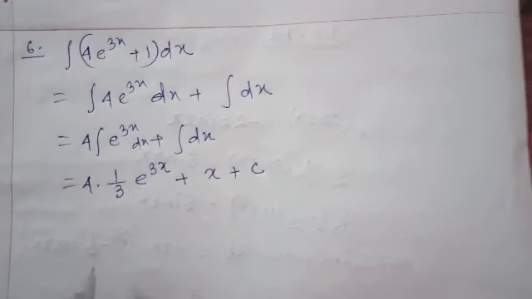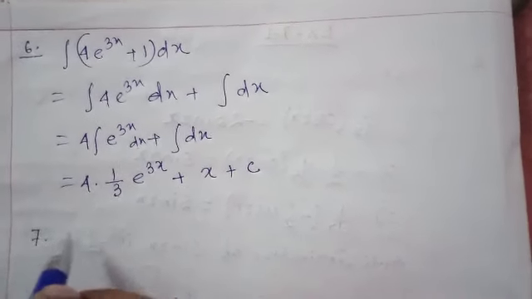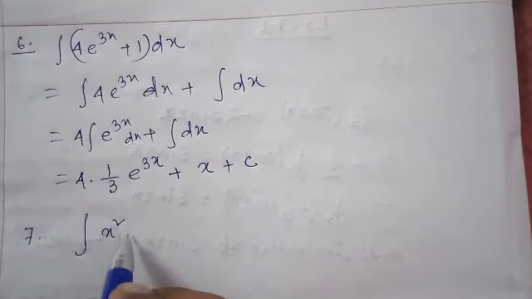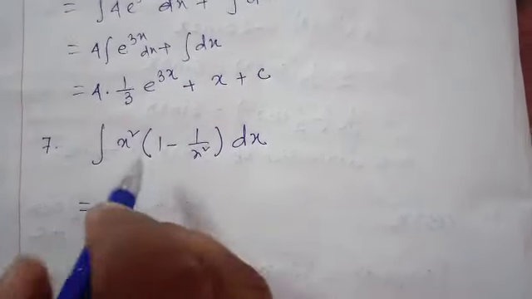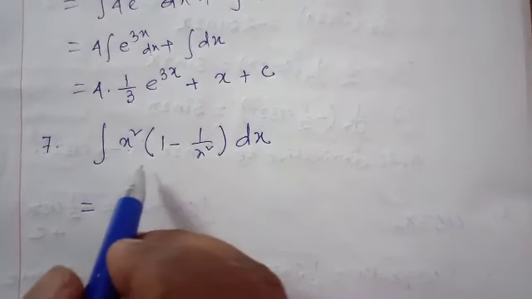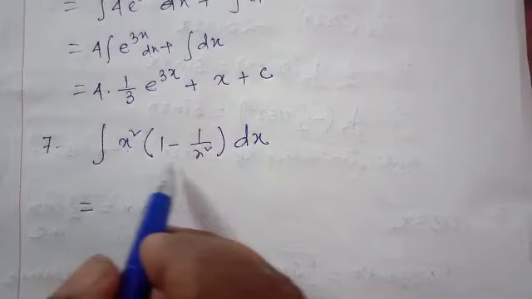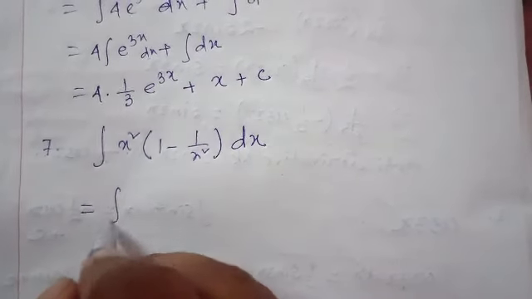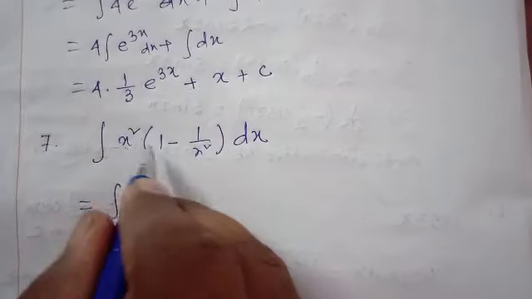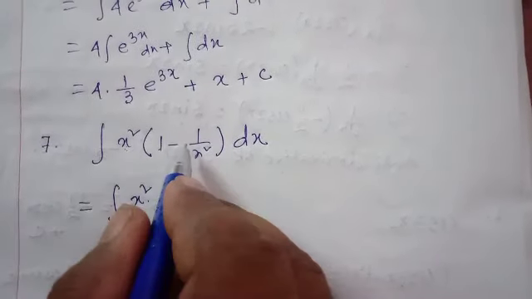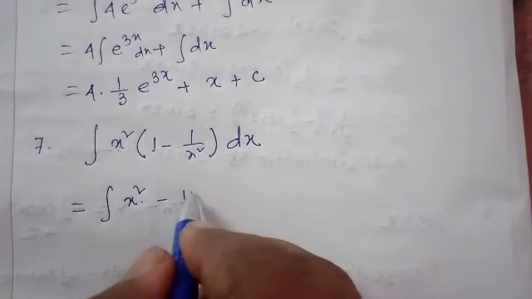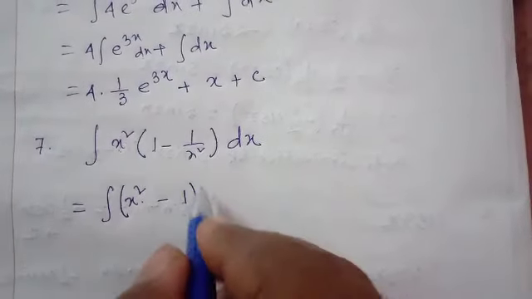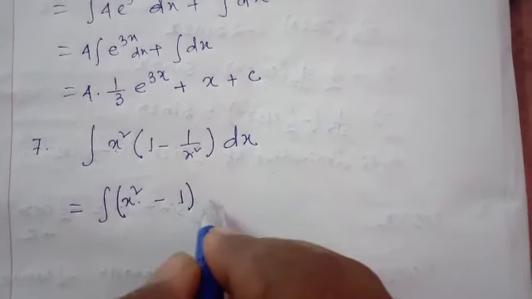Okay, next move to 7 question number. Here given x square into 1 minus 1 by x square dx, integration of this one. So how we solve it? First here x square, here multiplied another function, we don't know this type of integration formula. First you simplify it. So how we simplify? You just multiply it. If you multiply x square into 1, x square into minus 1 by x square, that means 1 minus 1. Okay, here minus 1 x square, here x square cancel out, here only 1, that is why minus 1.